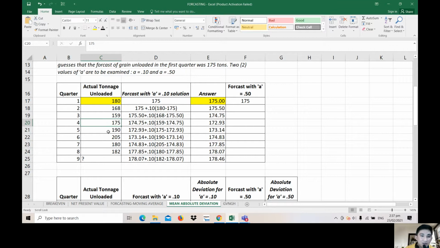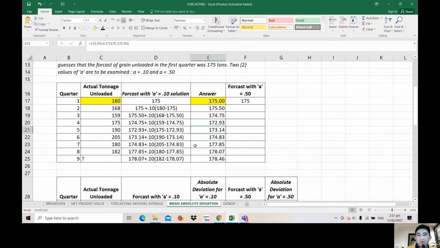On the fifth quarter, we will use the forecast of last quarter, 172.93, plus the actual and forecast of last quarter, quarter number 4: 175 less 172.93 times 0.10, plus 172.93. So our answer here, the forecast, is 173.14. Which is quite far from the actual.